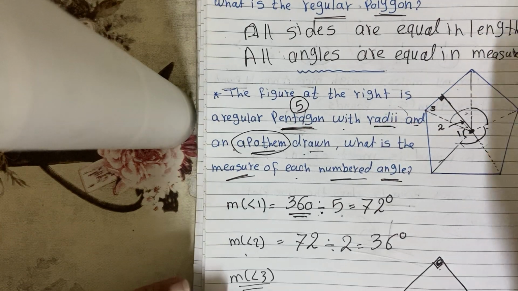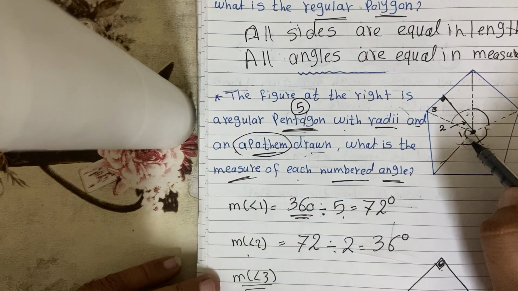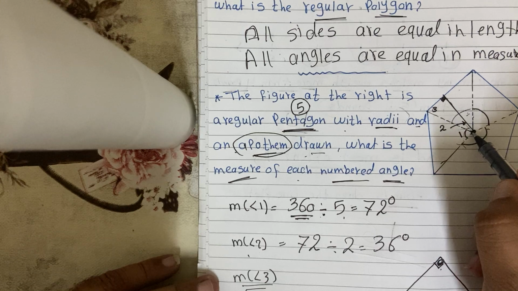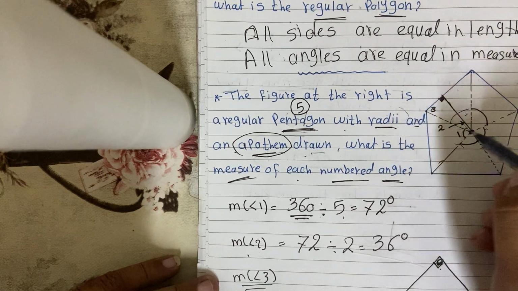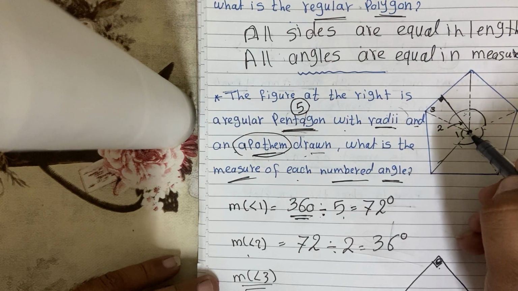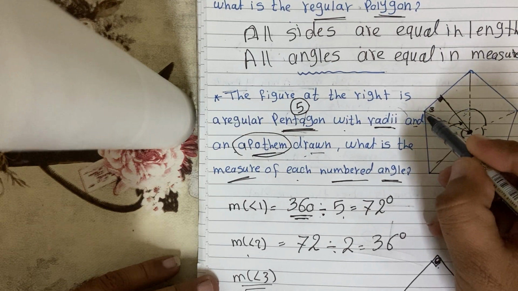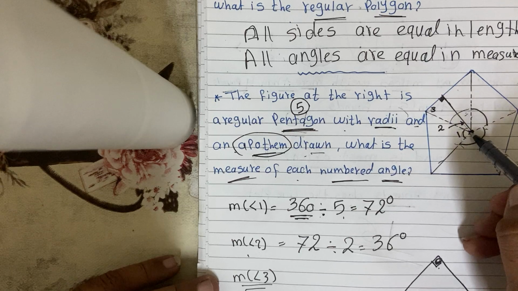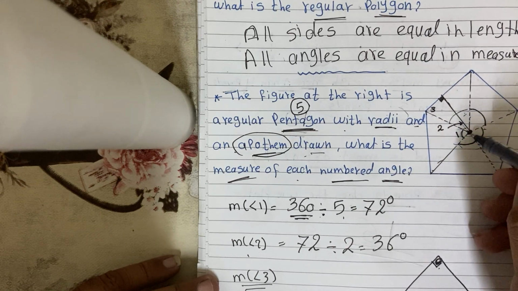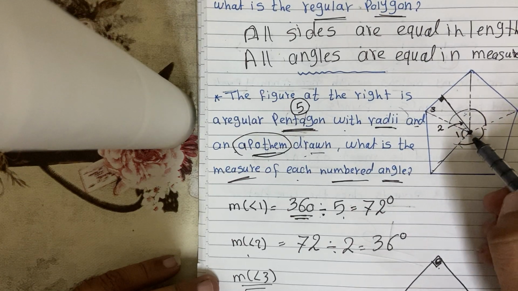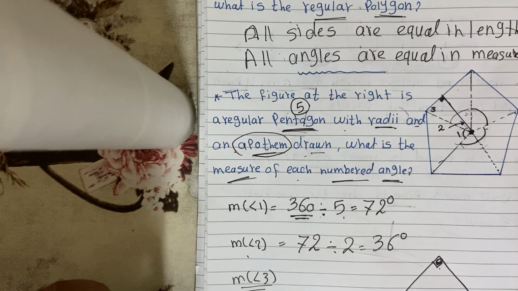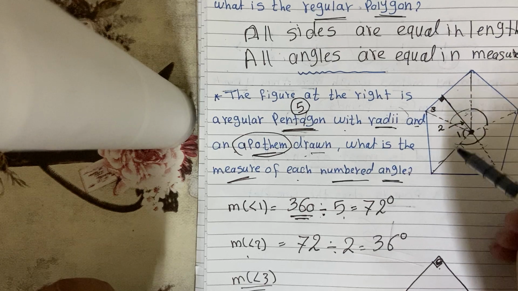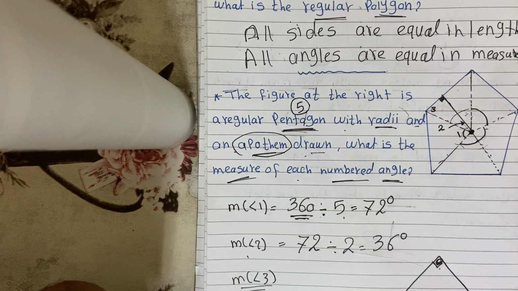A radius is any line that starts from the center of the polygon to a vertex of the polygon, like that. This is called a radius. From here to here is a radius, and also this is a radius. So we have 1, 2, 3, 4, 5 radii.